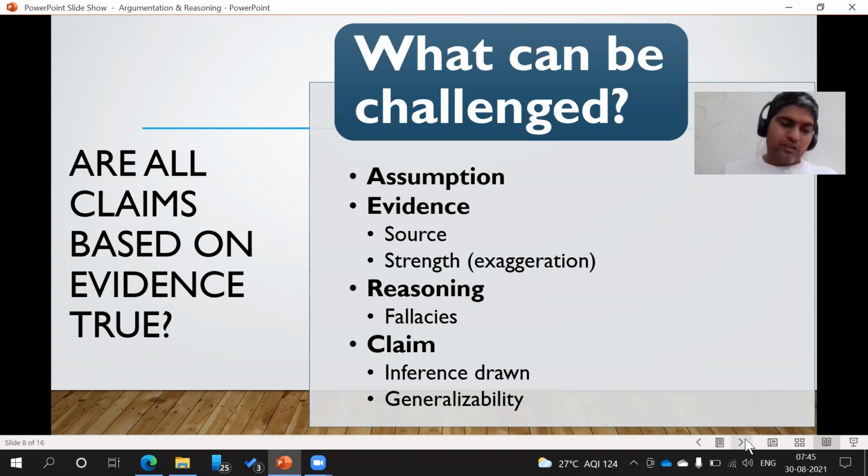So, first we can challenge the assumptions, the assumptions on the basis of which this argument is built. Let's take an example: economic growth, represented in GDP growth percentage, is considered the only legitimate parameter that needs to be chased by a democratic government across the world. GDP growth rate is an important indicator.